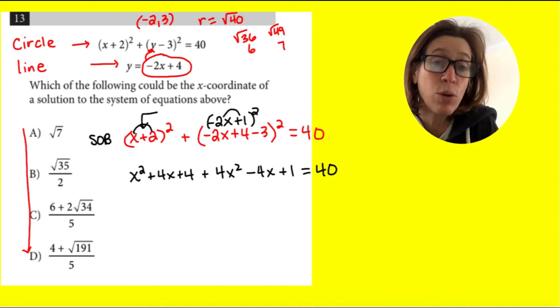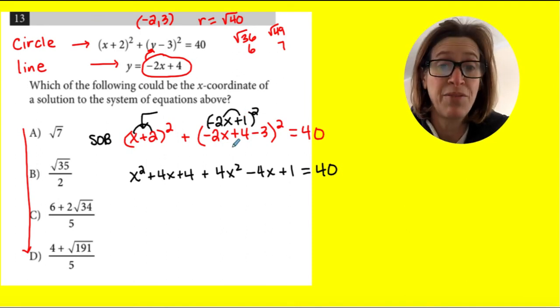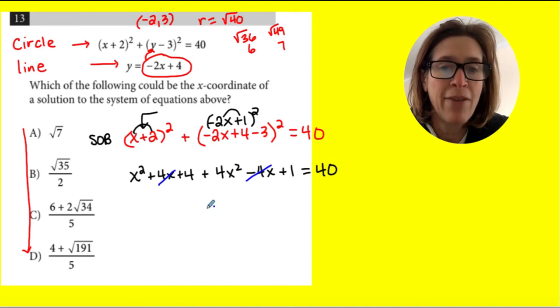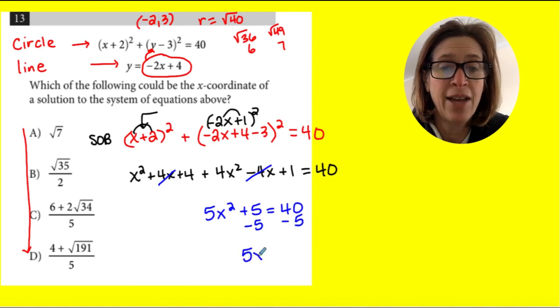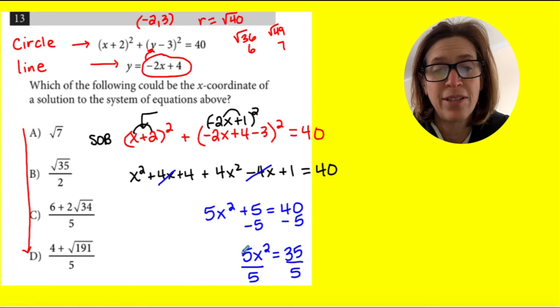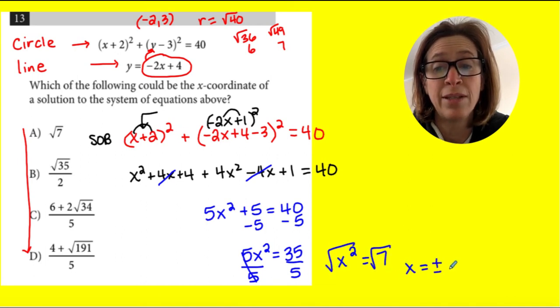All right, so now I recognize I have a quadratic equation, so I'm going to have to simplify and solve. So I'm going to get my like terms together. Ooh, look at that. The 4x terms simplify to 0. They go to 0. So I get 5x squared plus 5 equals 40. I'm going to subtract 5 and get 5x squared equals 35. I'm going to divide both sides by 5. I'm already seeing my answer is going to be 7. So if I take the square root, I'm going to get plus or minus root 7.